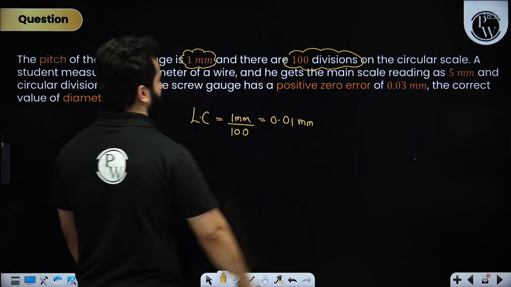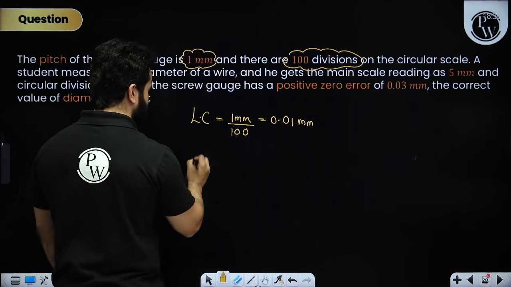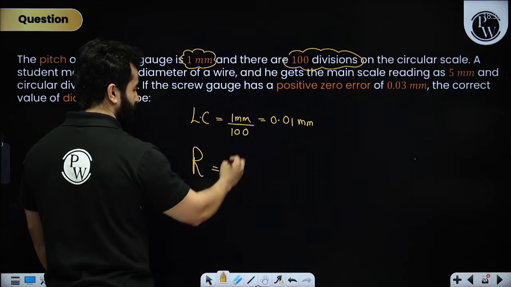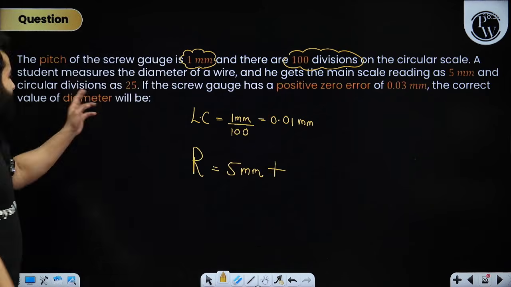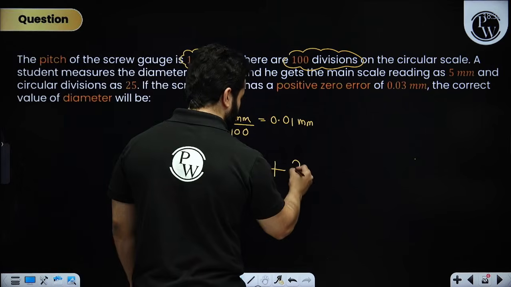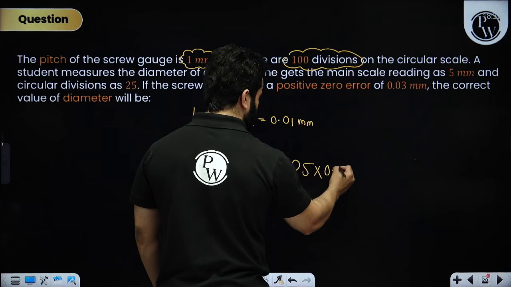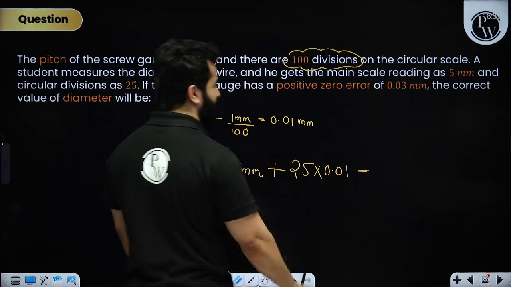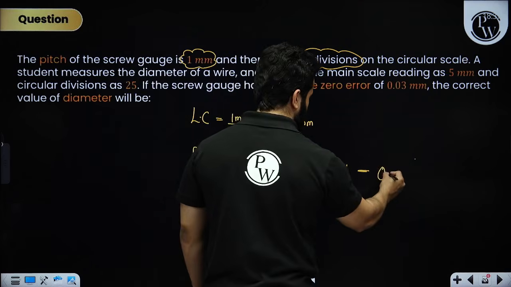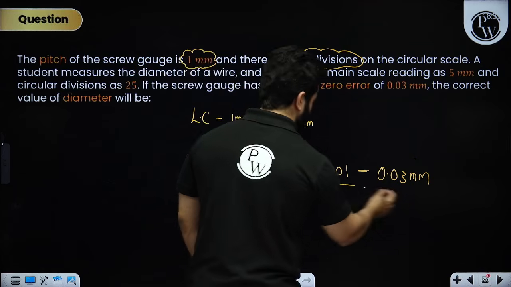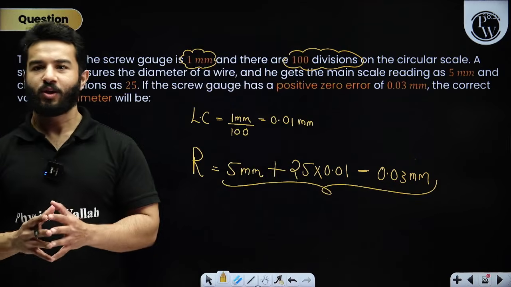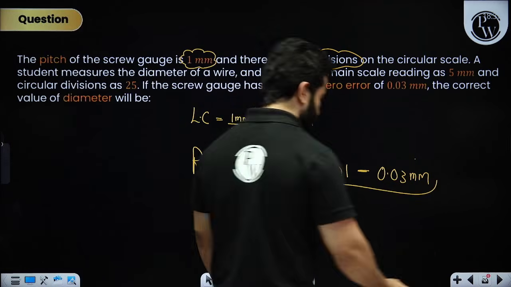And then they are saying the main scale reading is 5 millimeter, so the final reading will be 5 millimeter plus, then they are saying the circular division is 25, so 25 multiplied by 0.01, and errors are always subtracted and you have got a positive error of 0.03 millimeter. So this is going to be the correct reading for you. Hopefully now you can understand this.